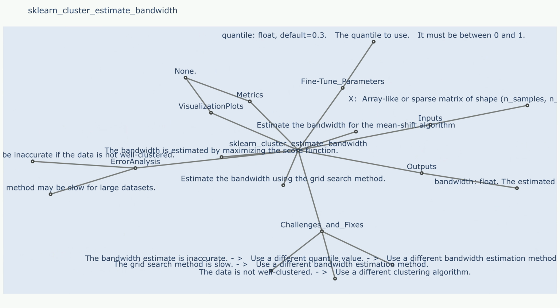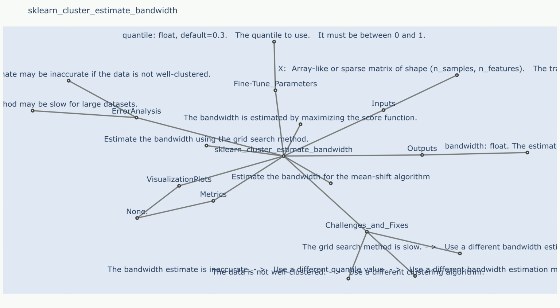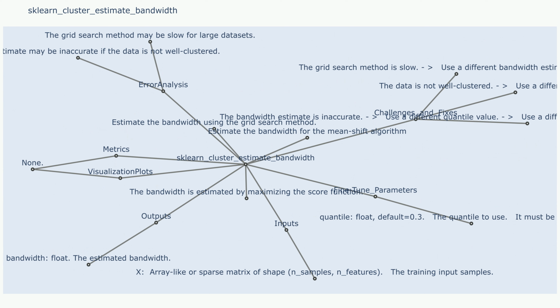Fine-tune parameters. Quantile adjusts the width of the bandwidth. A higher quantile results in a wider bandwidth and fewer clusters. n_samples controls the number of samples used for bandwidth estimation. Increasing this value can improve accuracy but also increase computational time.